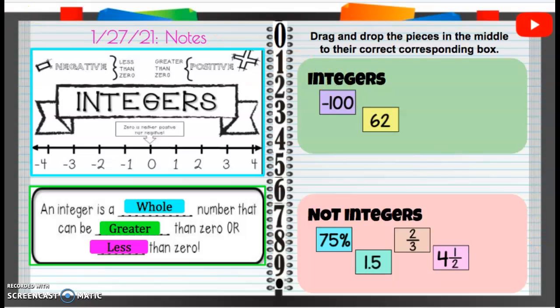So that is going to be it with our little hint of introduction of integers. We're going to get some practice on the next slides.